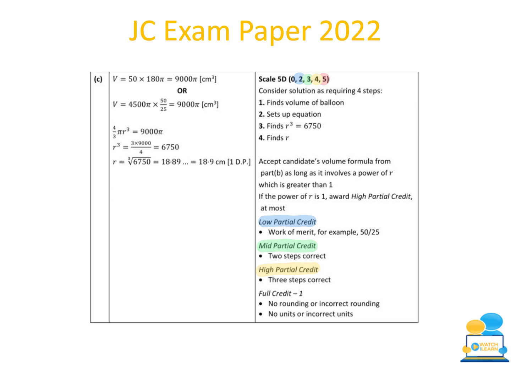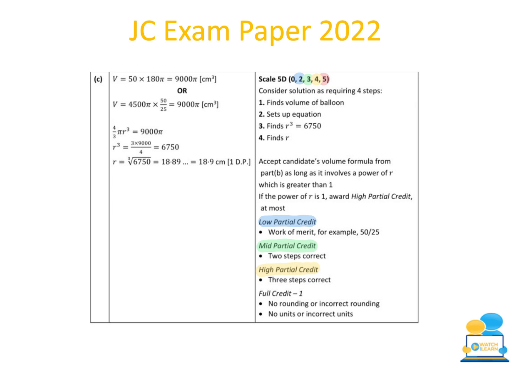So just breaking it down, they kind of said how they would have expected you to solve it. So 4 steps: find the volume of the balloon, set up an equation, find r to the power of 3 is equal to 6,750, and then finally find r. They're the steps, and they're marking you to see how far you get on those 4 steps. So you can see the low, mid and high is worked out from that: if you get 2 steps correct, you get low, 3 steps correct, you get mid.